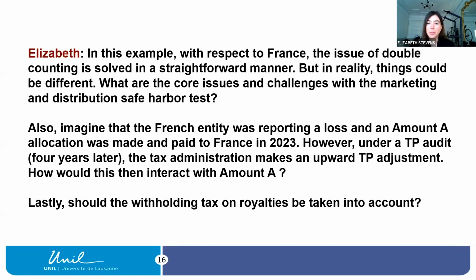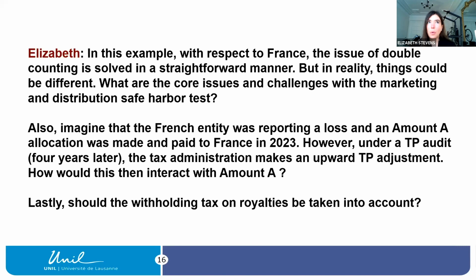But the numbers could be different than they are in our example, and you could end up with more of a conflict. So let's suppose that there were some incremental reallocation on top of the amount being earned in France. Now, the marketing and distribution profit safe harbor gives a deemed return to the routine manufacturing, marketing and distribution function in France.